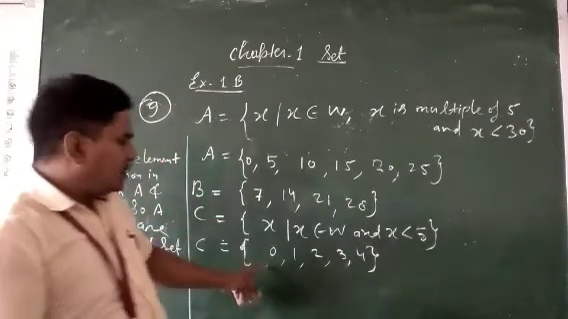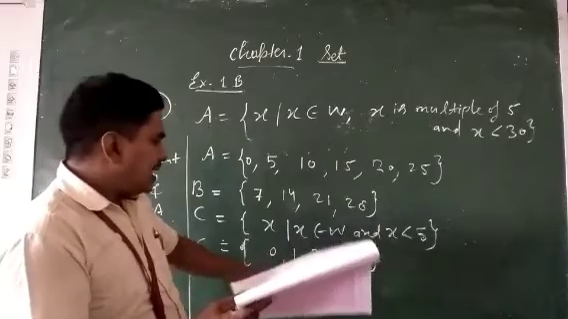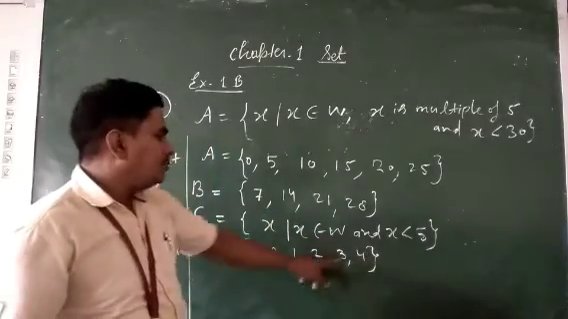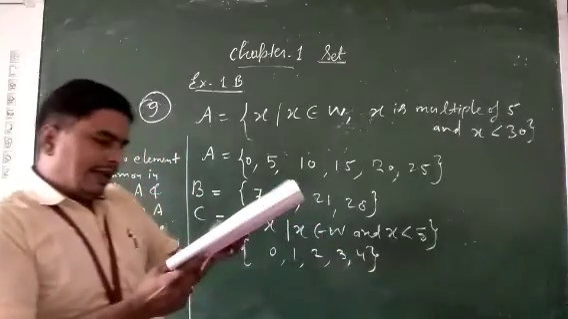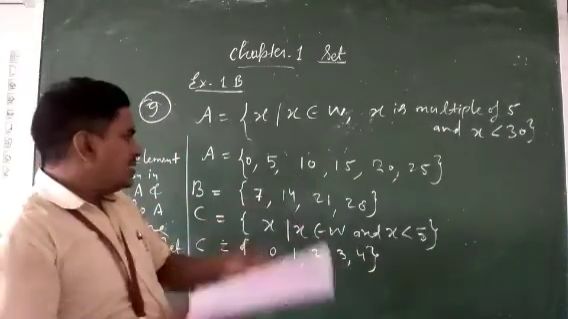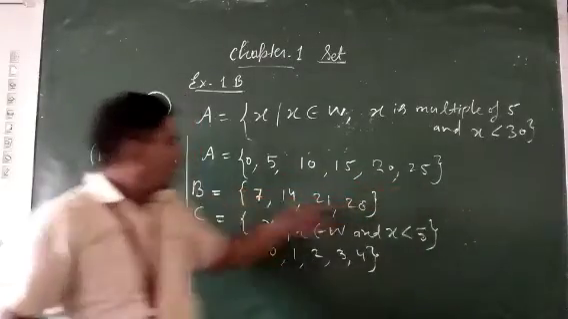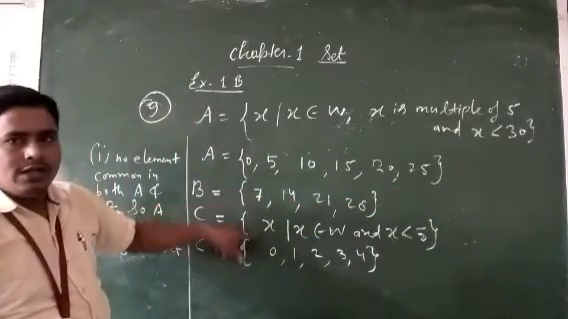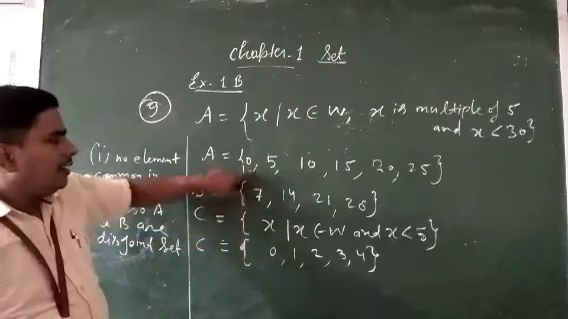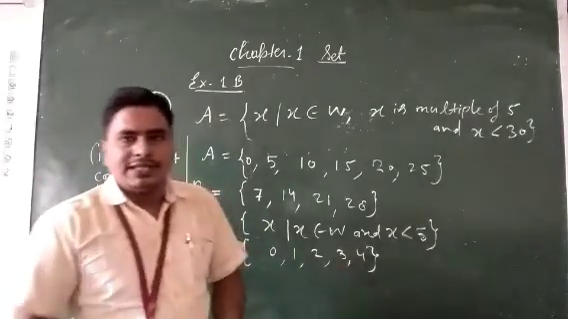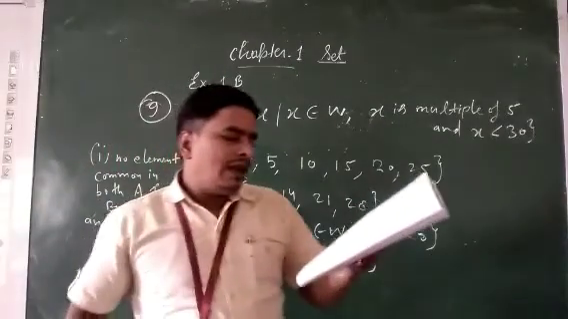So element of C is x such that x belongs to whole number, x less than 5: 0, 1, 2, 3, 4. And x is a multiple of 5 less than 30: 0, 5, 10, 15, 20 and 25. So here only one element common, 0. So A and C are overlapping.